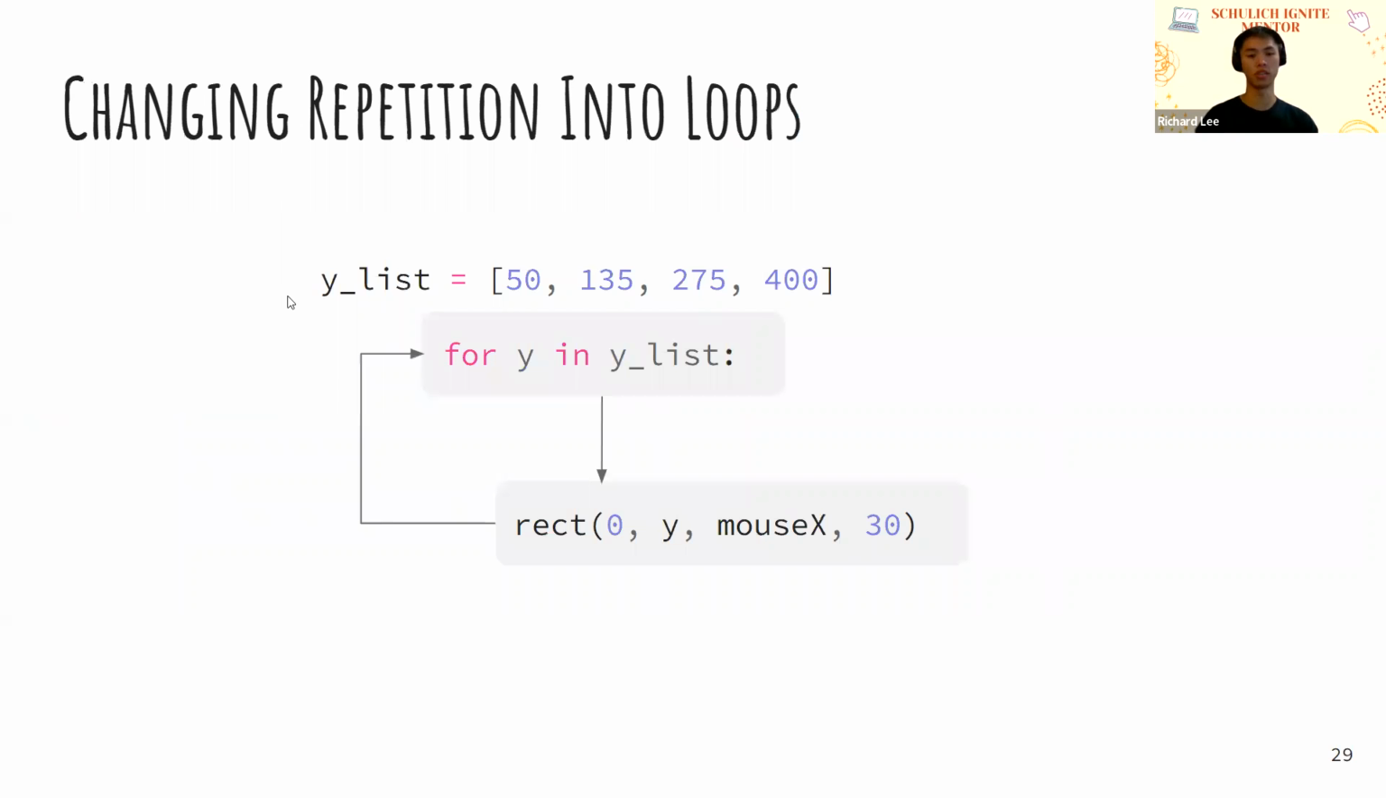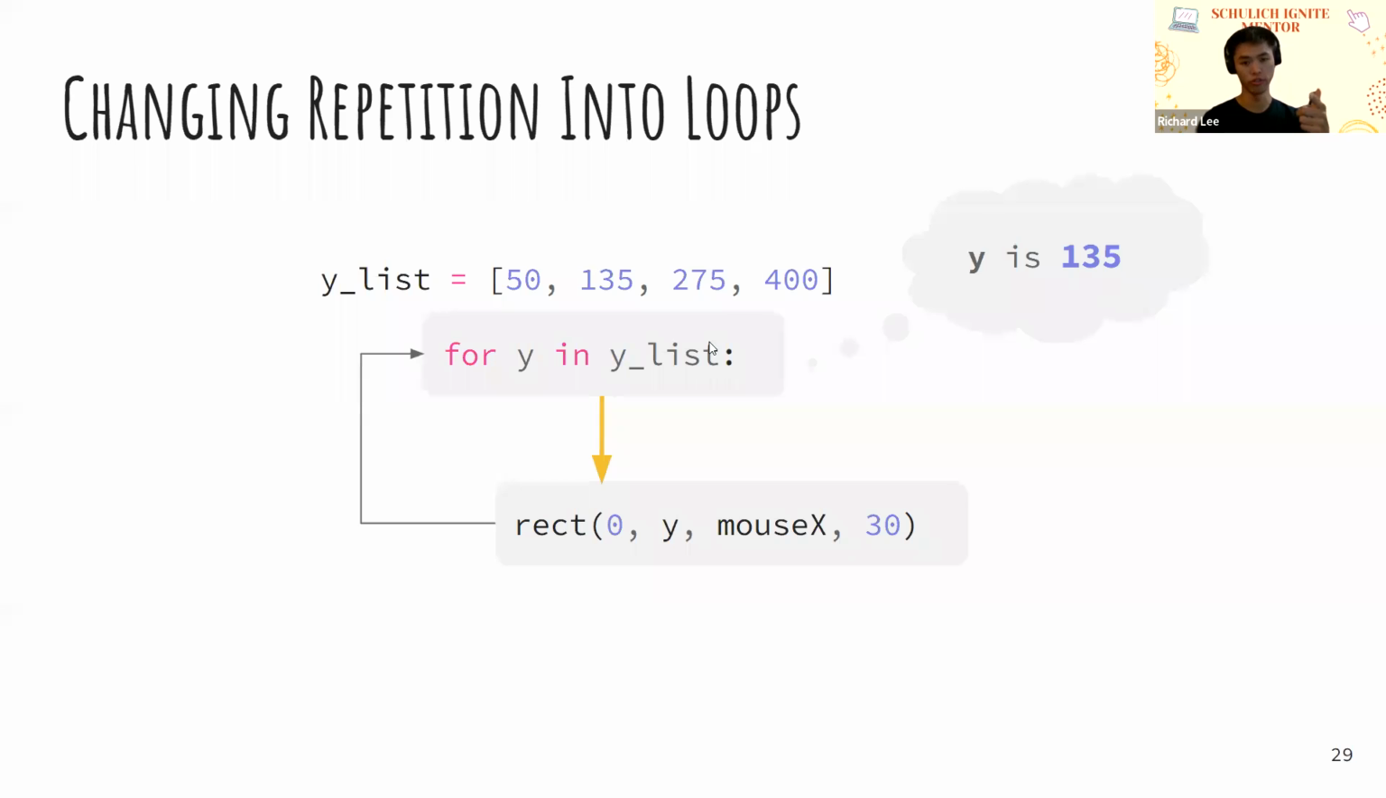Let me break it down into individual pieces to show it off. For y in y list, we're going to draw that rectangle. First time round, we grab that first number, which in my example is 50. So it says rectangle 0, comma, what y value are we using? We're using 50. Draw that, mouse X, 30. Go back up to the beginning again because we still have more numbers.